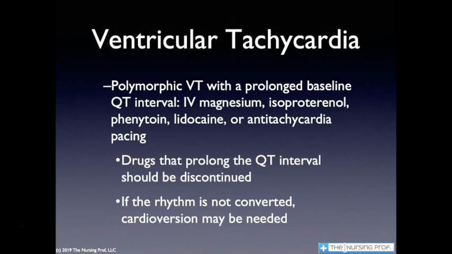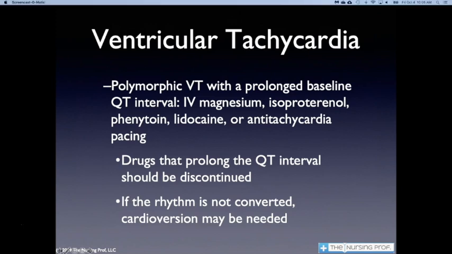If we have a prolonged baseline QT interval in a polymorphic VTach, we might consider using IV magnesium or Isoprel, or some other medications may be used as well. So that's a little bit more of an unusual VTach, which may have a little bit of an unusual treatment. Drugs that prolong the QT interval should be discontinued. And if we've tried the medications first and we're not getting a conversion, then we may have to move into an electrical cardioversion.